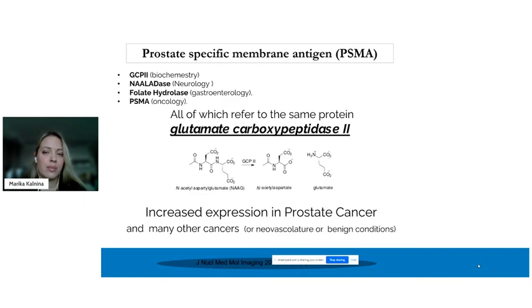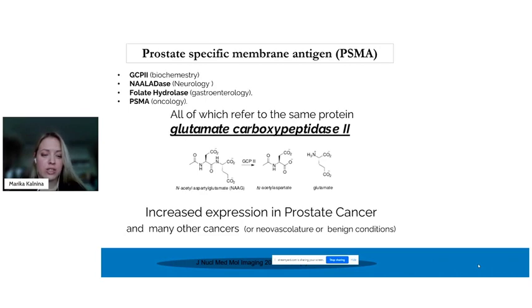If we look at PSMA, what is this? The name is so nice and so promising: prostate-specific membrane antigen. But actually it has different names. For example, in biochemistry it's glutamate carboxypeptidase 2. In neurology it's NAALADase, a long name. And in gastroenterology it has even another name, folate hydrolase. But for us, it's just PSMA.